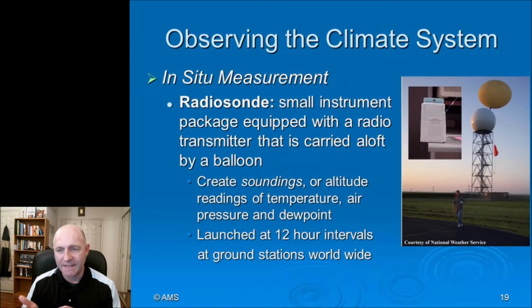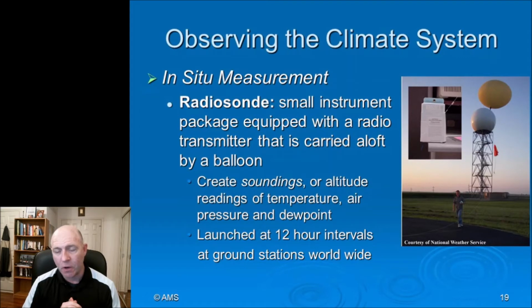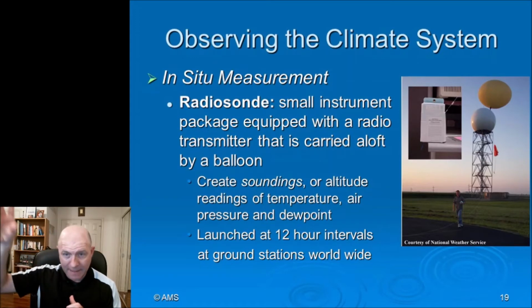Another way we get information that's not necessarily on the ground but into the sky is with a radiosonde. It's a small instrument package with a radio transmitter that's launched by a weather balloon 2 times a day. In the image on the right, the big sphere at the top is the balloon itself. You can see a little orange parachute below that, and the little guy there is holding the instrument package. He'll let that go, and that will typically go up to about 100,000 feet in the sky.